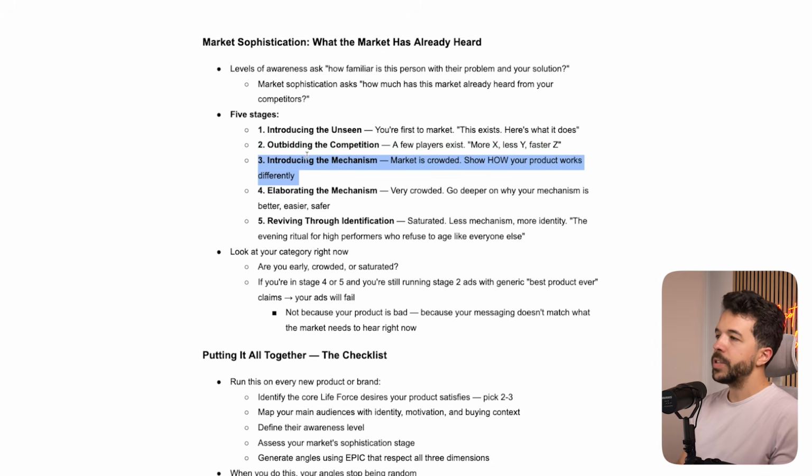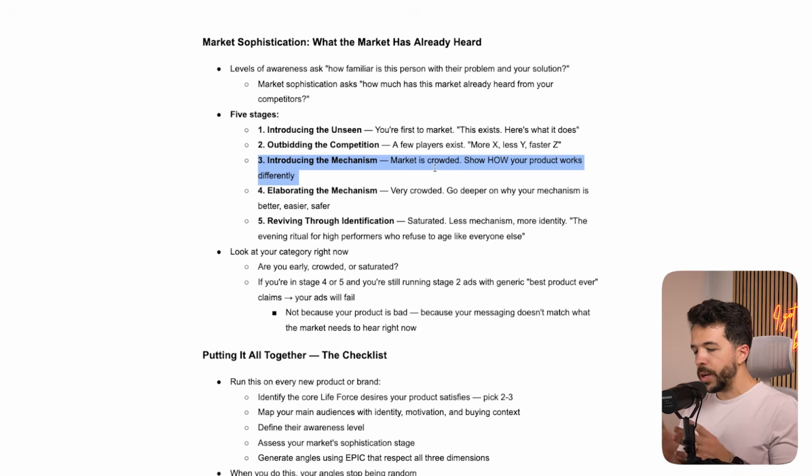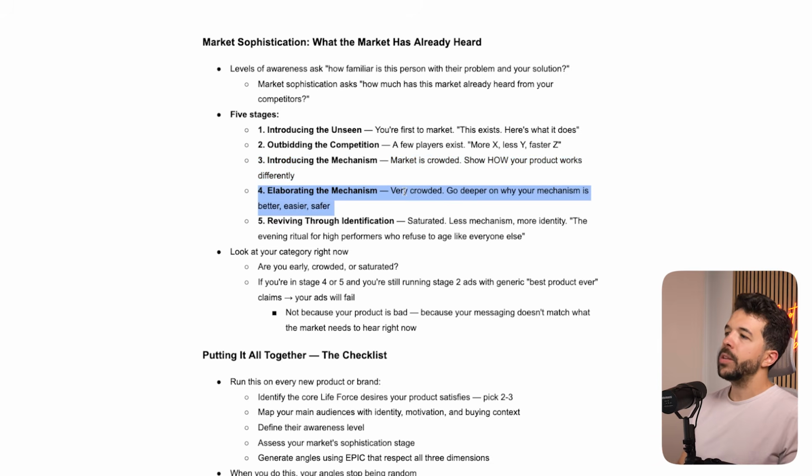Stage 3 is introducing the mechanism. This is where the market is crowded, and you want to show how your product is unique. You want to make sure that they understand your unique mechanism. Stage 4 is where the market is very crowded, and you want to elaborate your mechanism. You want to go deeper on why your mechanism is better, easier, and safer.